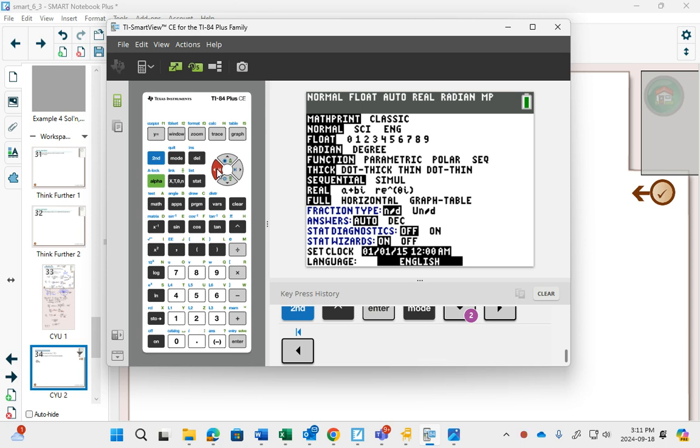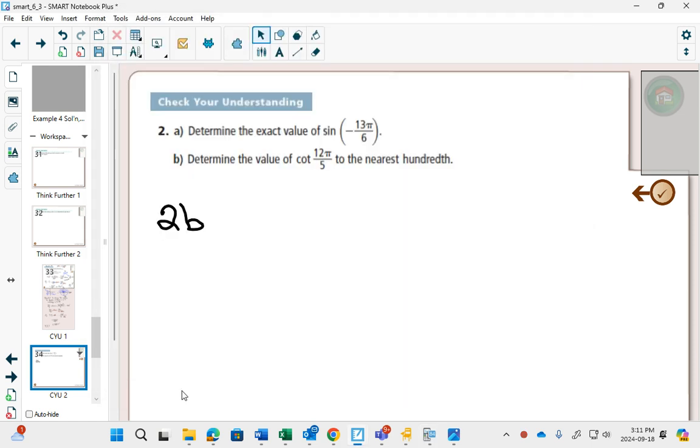Right? If your calculator is already in radians, that means you haven't done any homework from yesterday, and I'm just a tiny bit mad. Because it should probably be in degrees right now, and now you need to switch it into radians.